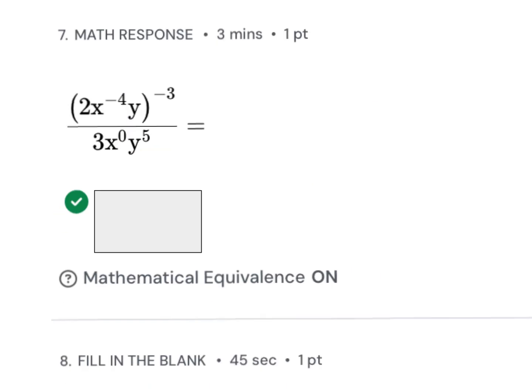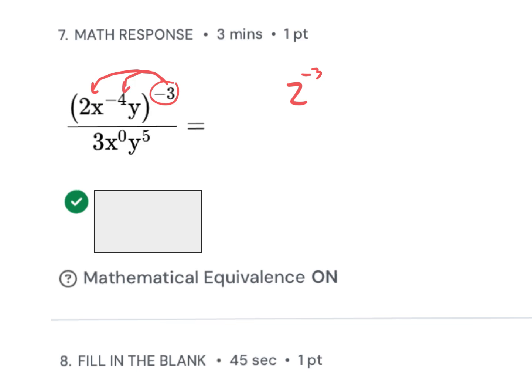This one has a lot of rules that you have to apply. Multi-step, right? Let's begin with the parentheses with an exponent on the outside. You have to distribute that. You can't cancel out y's yet because this y is inside parentheses. So you have to distribute the exponent, in this case, negative 3. Put the negative 3 on the 2, 2 to the negative 3. Put the negative 3 on that negative 4.